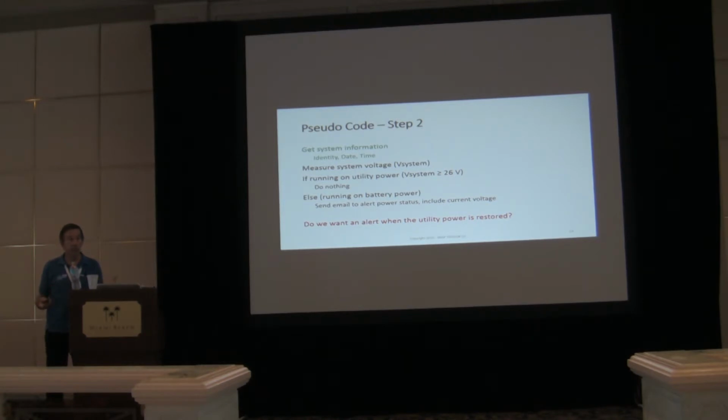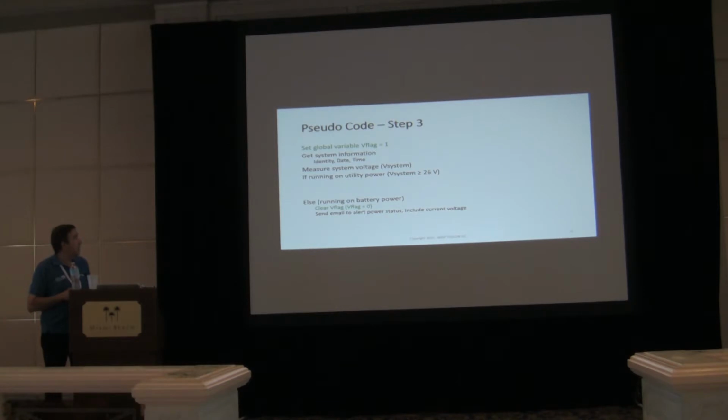Because it may be down for a few minutes, it might be an outage, just a short outage. So what we do here is first we set a global variable called vFlag, and we set it to 1, being on. What happens with the global variable, remember, is it's there even when this program stops running.